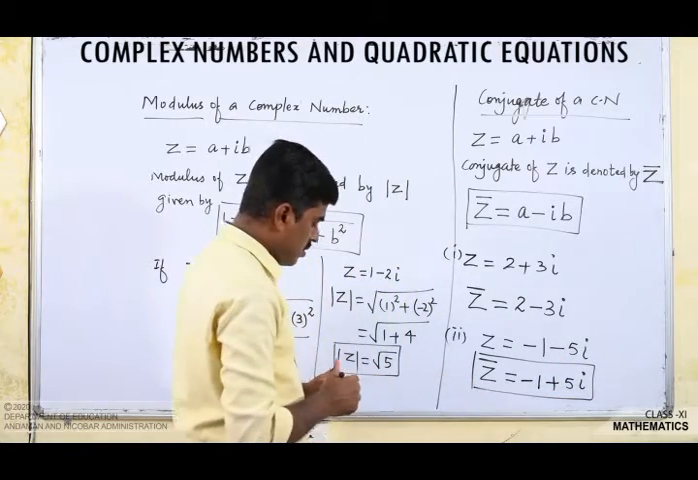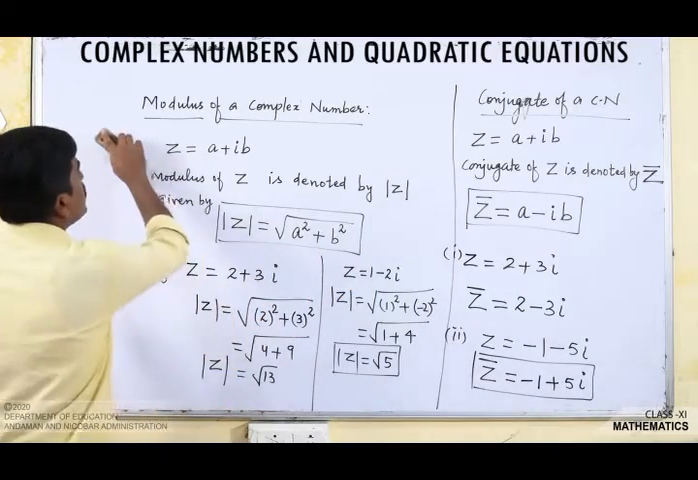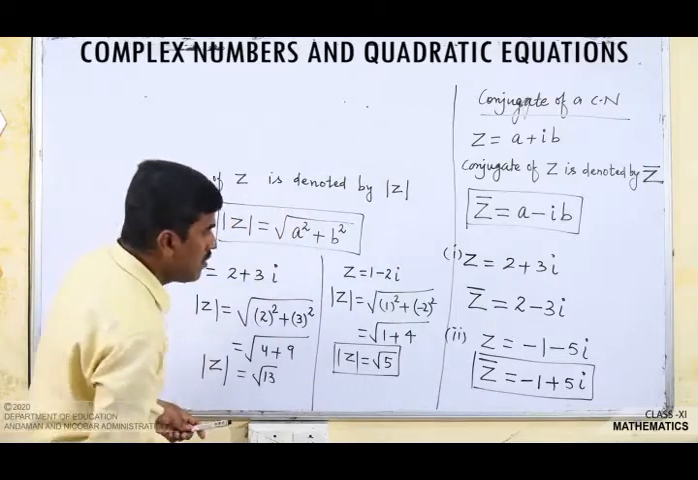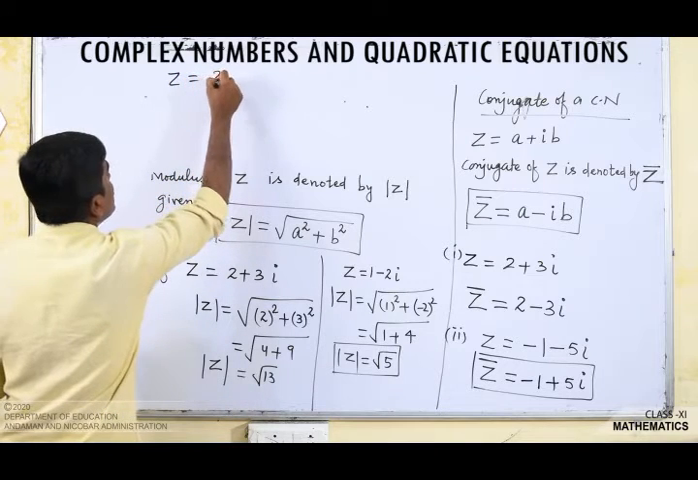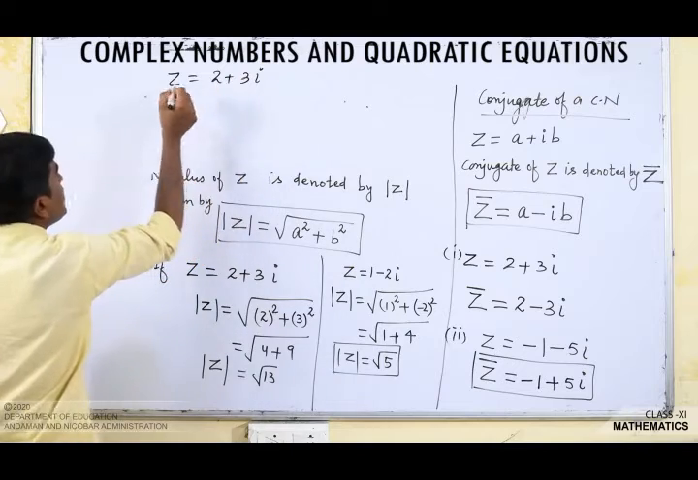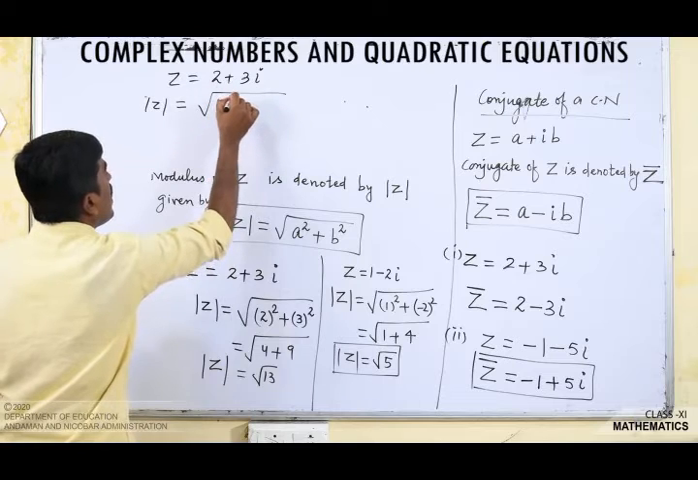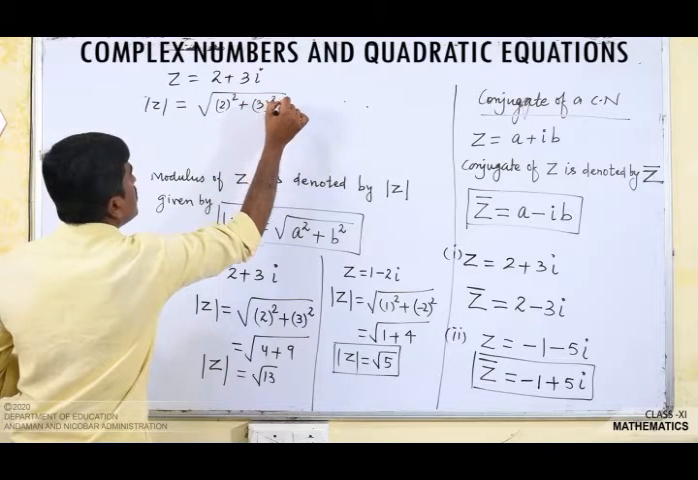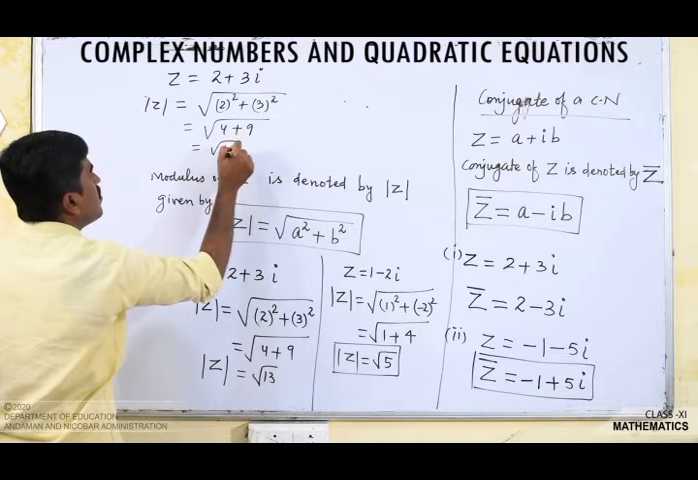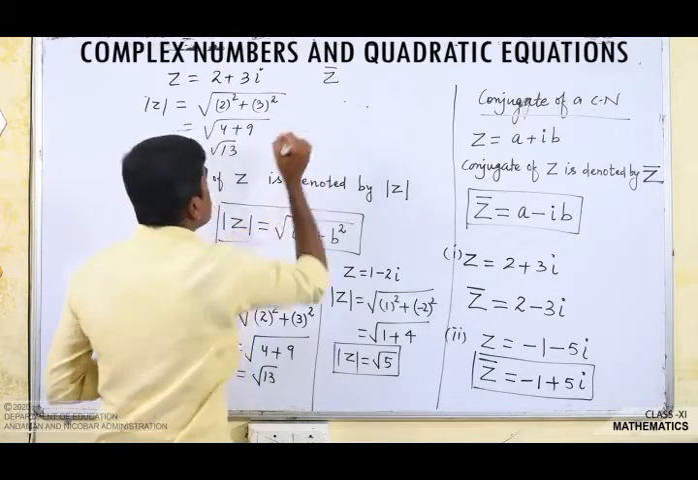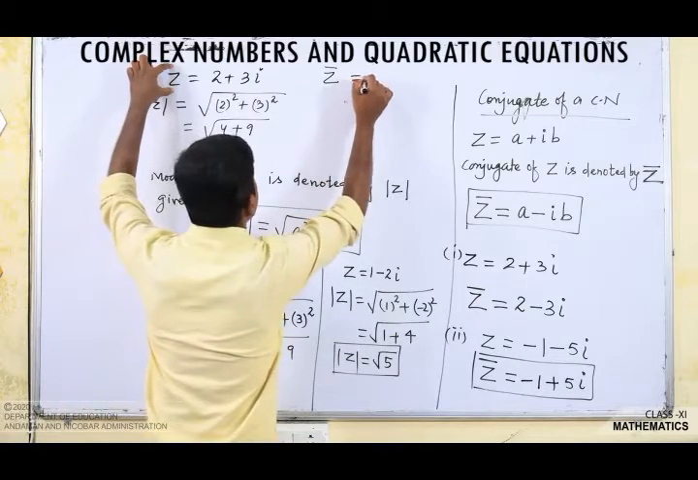Now we will see one property of modulus and conjugate. So let us find the modulus of a complex number. Suppose z is equal to 2 plus 3i. So what is the modulus of this complex number? Mod of z is equal to root over 2 square plus 3 square, that is root over 4 plus 9, that is equal to root 13. Now what is z bar for this complex number? Z bar means the conjugate of the complex number. So z bar is equal to 2 minus 3i.